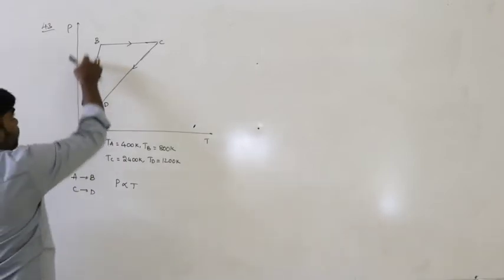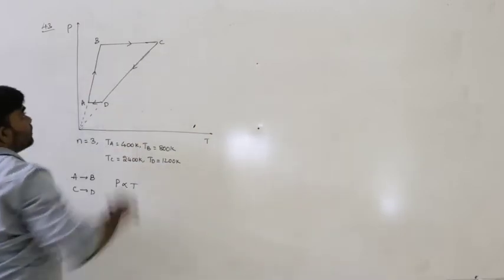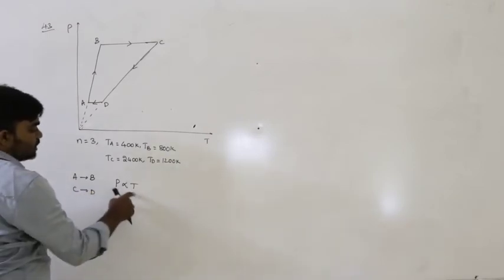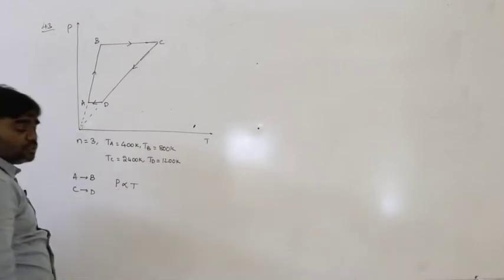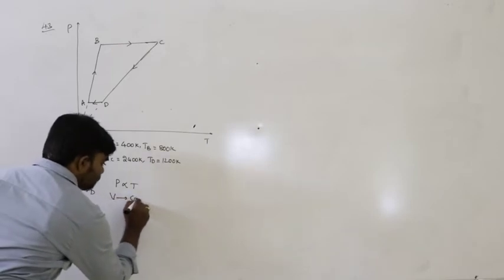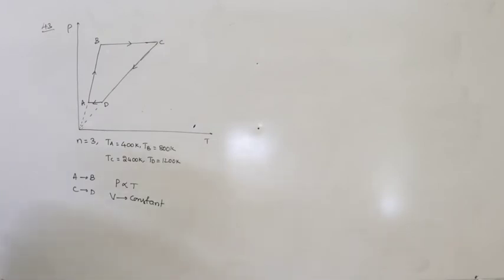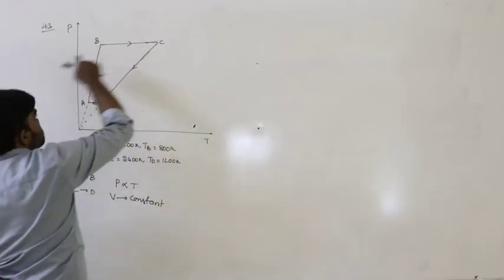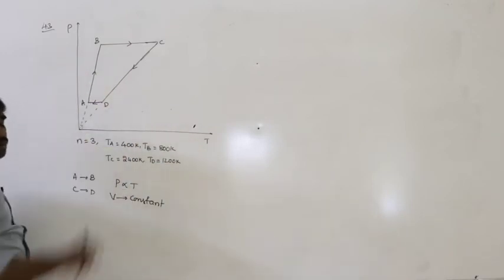So the graph between A to B and C to D: the shape of the graph is a straight line passing through origin. That means pressure is directly proportional to temperature here. Pressure is directly proportional to temperature only if the volume of the system remains constant. See here, straight line passing through origin, pressure, temperature. When this condition happens, it means volume remains constant.